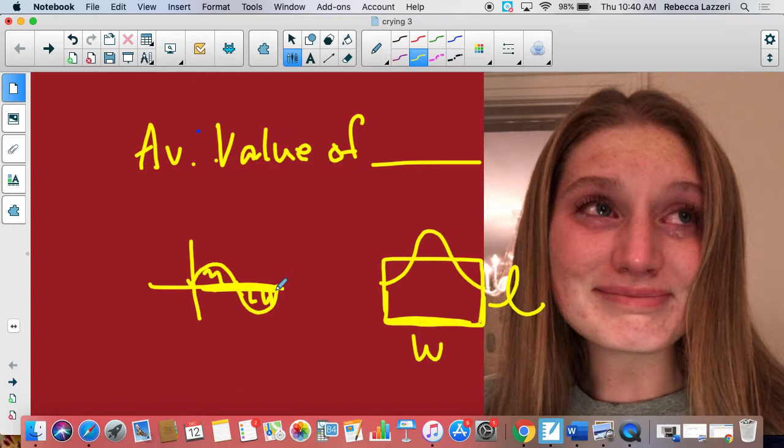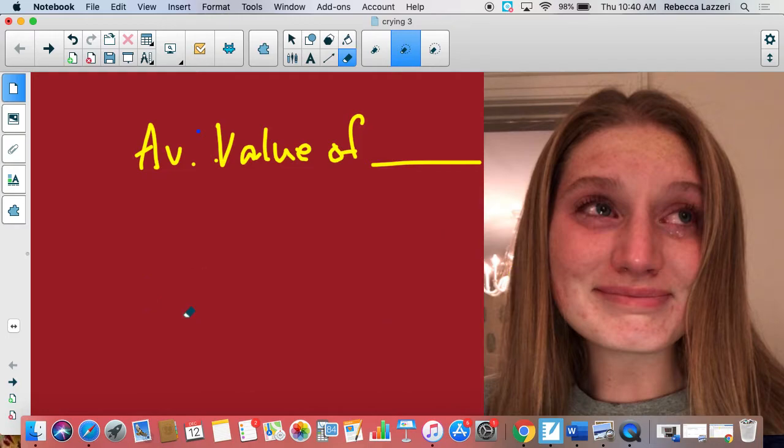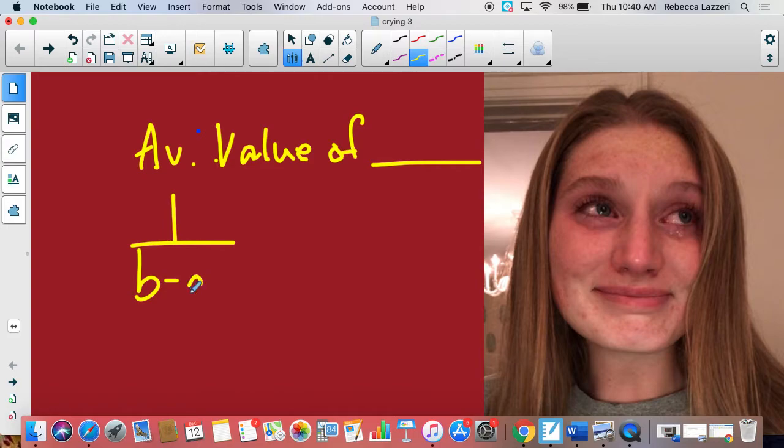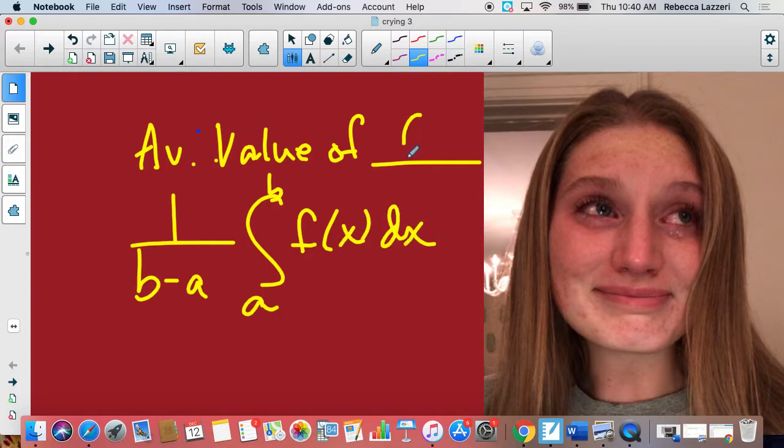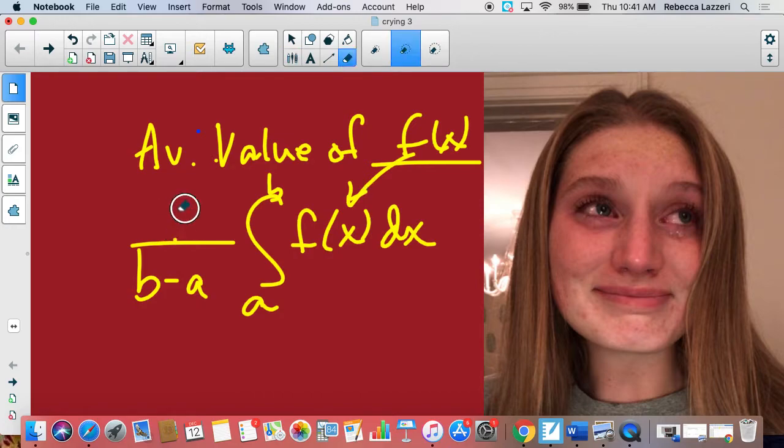Alright? So, see how long my voice lasts. So the formula is 1 over b minus a times the integral from a to b of f of x dx. And whatever this is goes right there. The average value of blah, okay? Now, it also could be written like this.